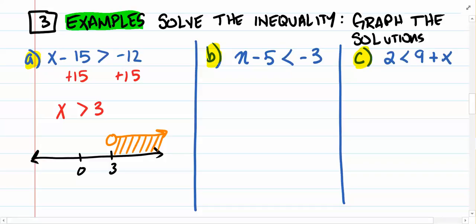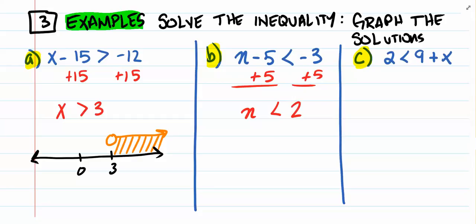Let's take a look at part B. It says that n minus 5 is less than negative 3. Well, the addition property says I can add 5 to both sides. And I can see that n would have to be less than negative 3 plus 5, which is a positive 2. And I have isolated my inequality, and now I need to graph the solution set.